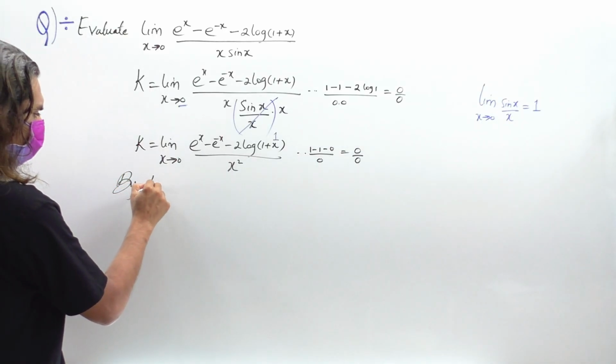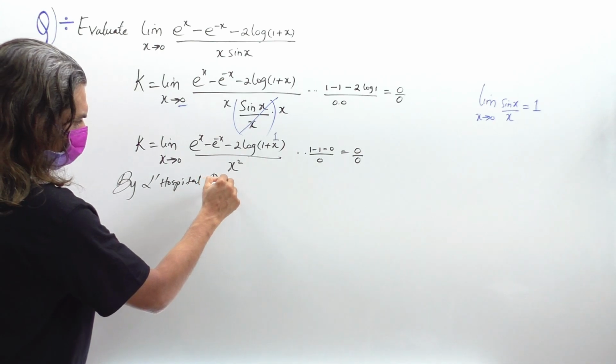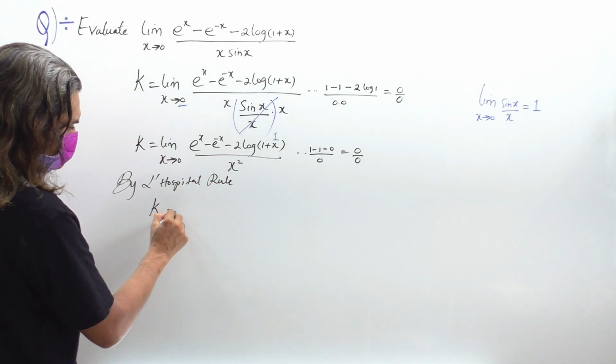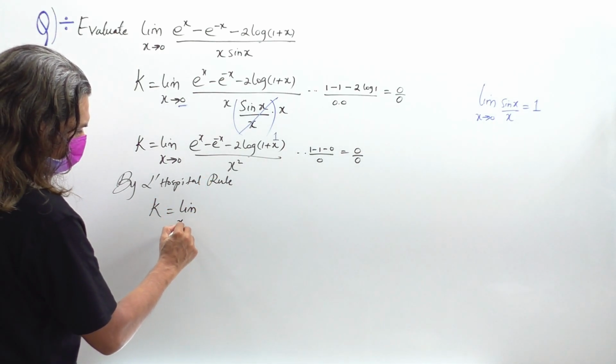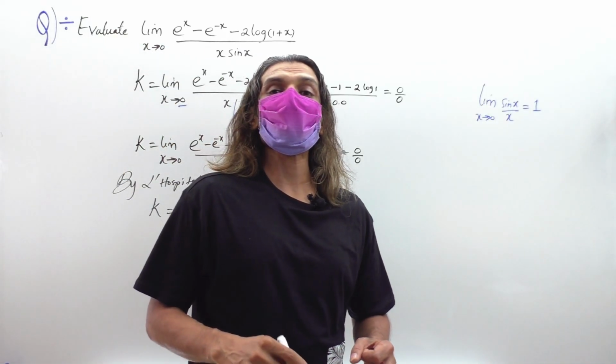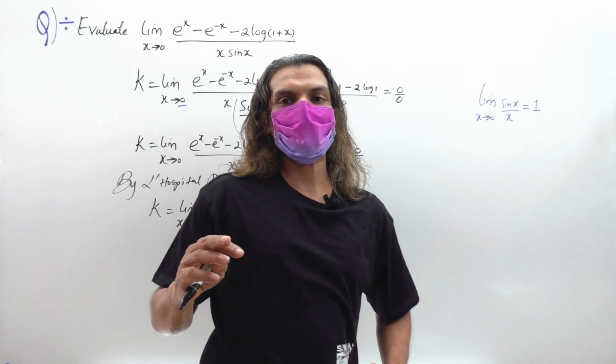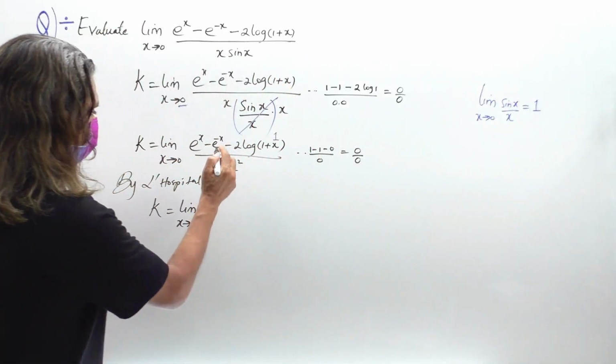So we write, by L'Hospital rule, k is equal to limit as x tends to 0. What does it say? Differentiate the numerator upon differentiate the denominator separately. Numerator separate, denominator separate. That's the rule. So we do that now.